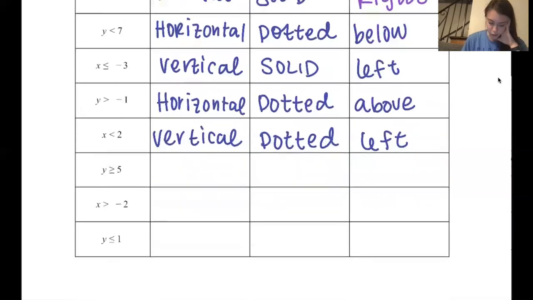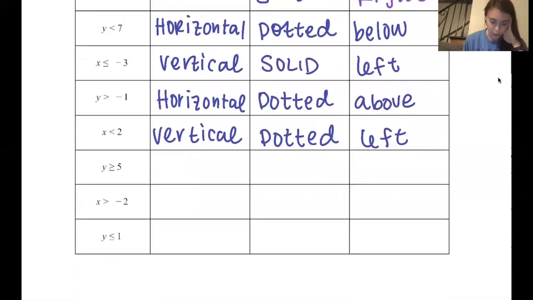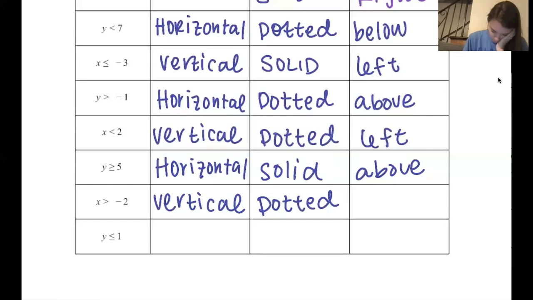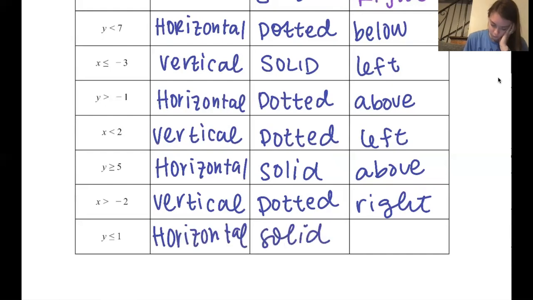I want you to try all the remaining ones on your own, so there's only 3 more, and then I'm just going to fill them in. I'm not going to talk about them. Okay, if you want to check your answer, they're right there.